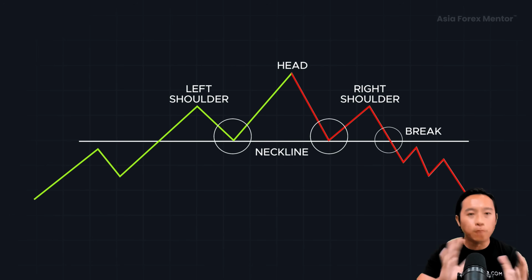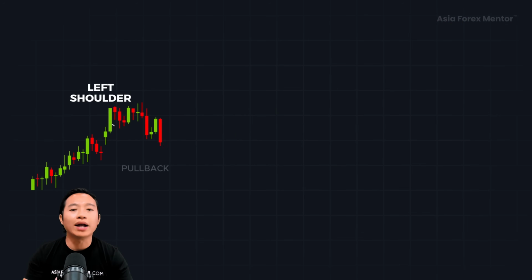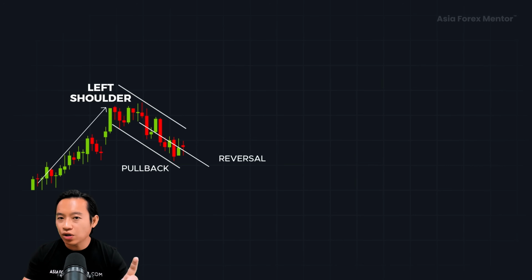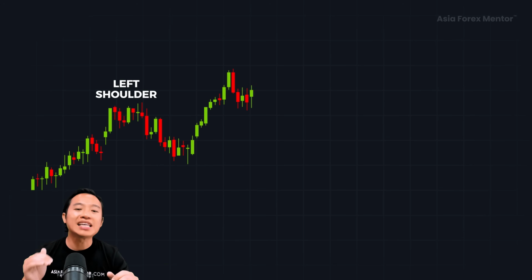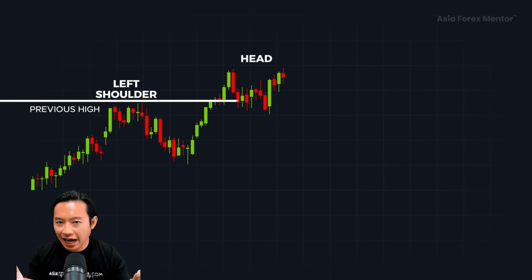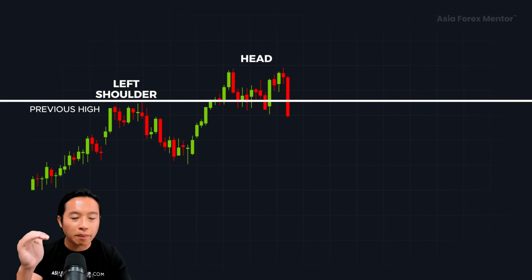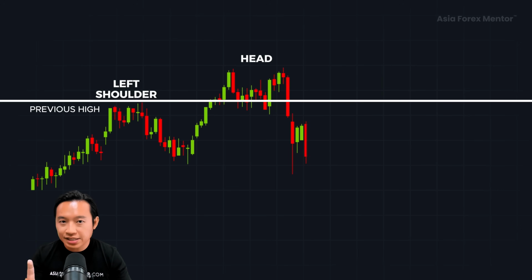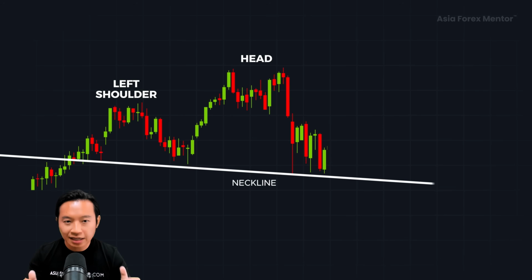Now, let's break it down. First off, the left shoulder. The market experiences a pullback, but it is uncertain if a reversal will form, as pullbacks are common in a trending market. So then, next, the head. The market now trades above the previous high. However, the sellers now take control and then drive the price lower towards the previous swing low, forming the neckline.